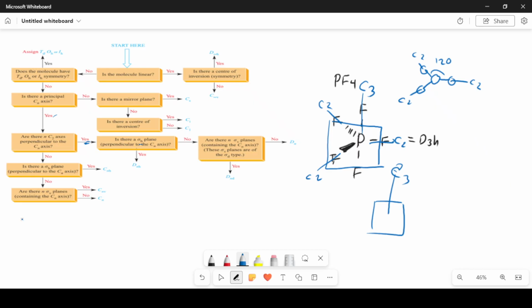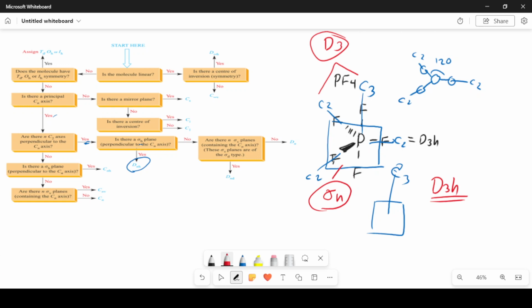Yeah? Perpendicular. So, it contains a sigma H plane. Okay? So, returning to the whiteboard. So, yes, we have C2 and sigma H. Again, let's combine the C2 and C3, siya ay magiging D3. And we also have a sigma H. Combining the sigma H and the D3, we will have a D3H point group. Ayan.